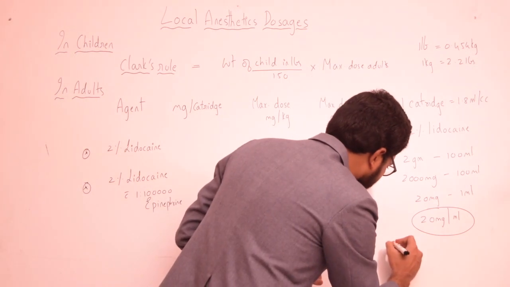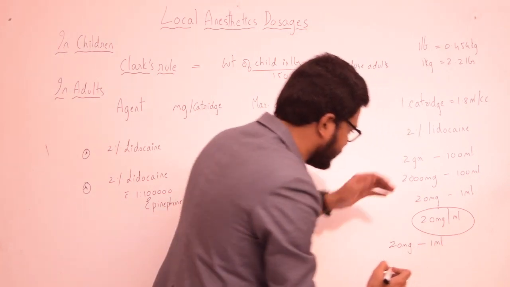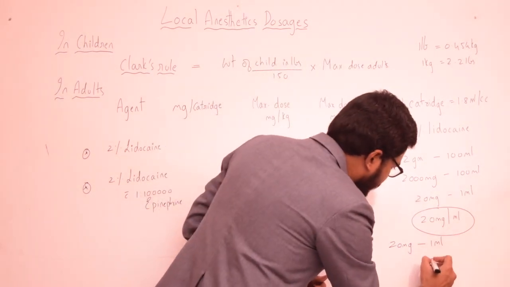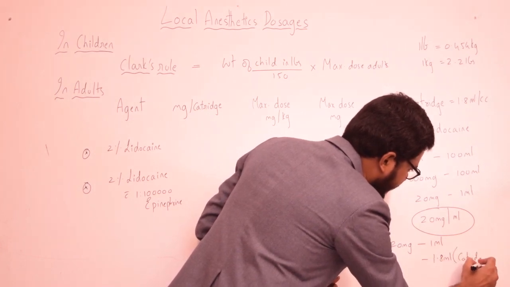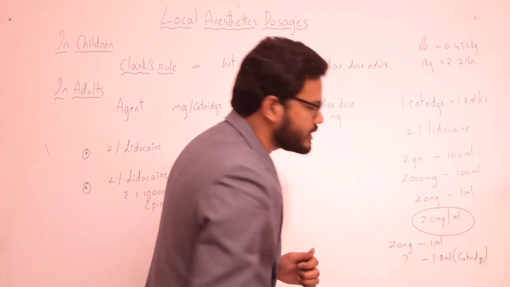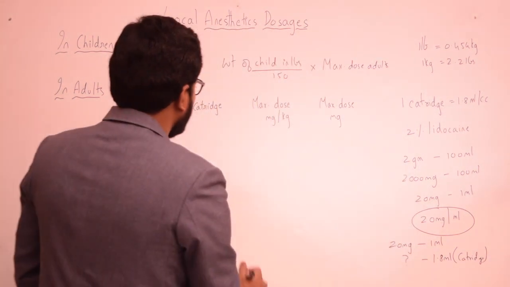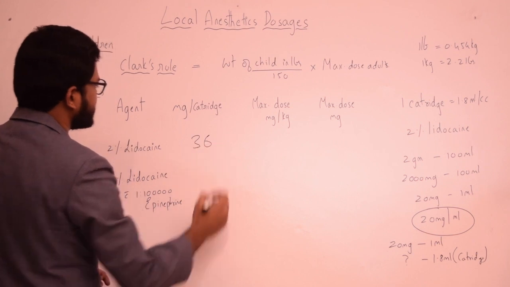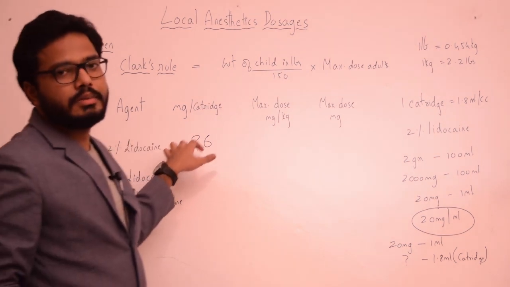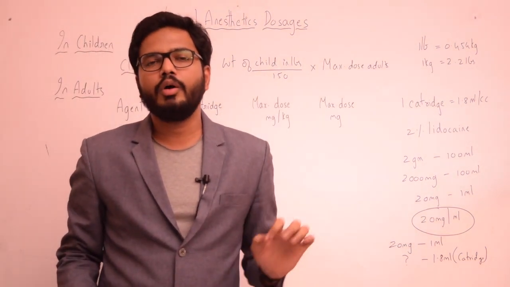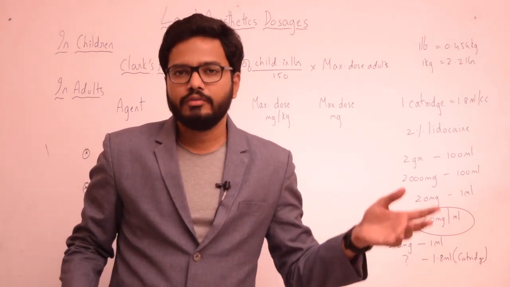Let me write down here. 20 milligrams of lidocaine is present in 1 ml. So 1.8 ml, which is nothing but a cartridge, contains how much lidocaine? If you calculate this, 20 into 1.8 by 1, you will get a value of 36. So 2% lidocaine means 36 milligrams of lidocaine in 1.8 ml of solution or a cartridge, because a cartridge contains a volume of 1.8 ml of solution.